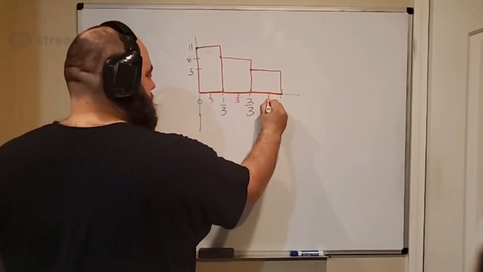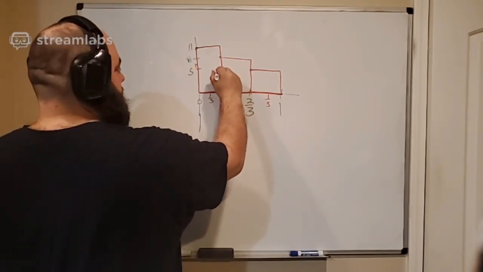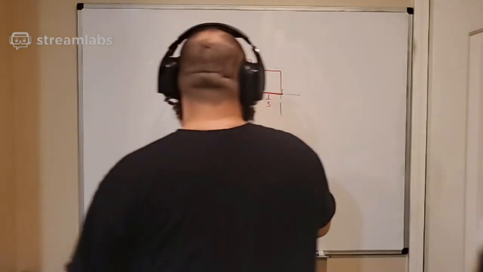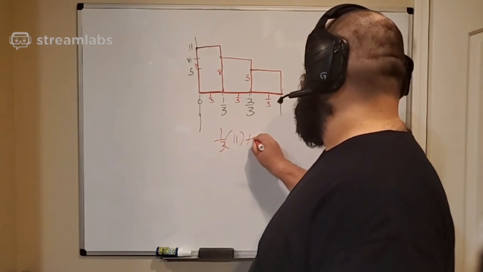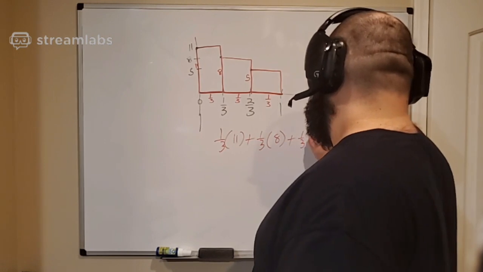This one has a height of 11, this one has a height of 8, and this one has a height of 5. So just find the areas and add them up, so you get 1/3 times 11 plus 1/3 times 8 plus 1/3 times 5.